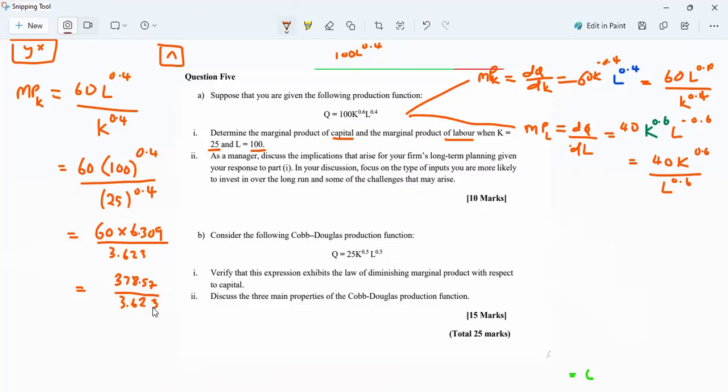So we're going to have 378.57 divided by 3.623. So we're going to have 104.49. This is the value of our marginal product of what? Capital.